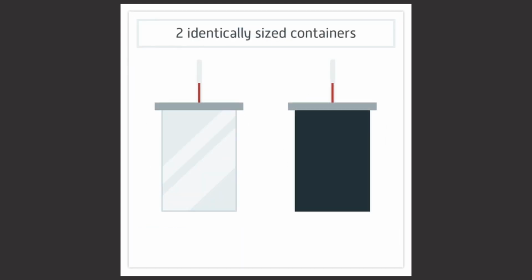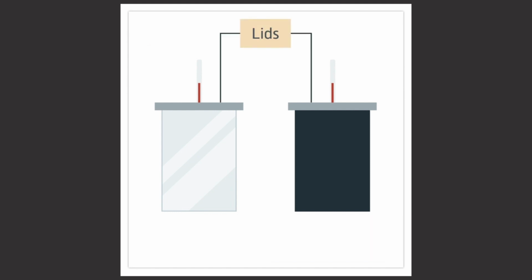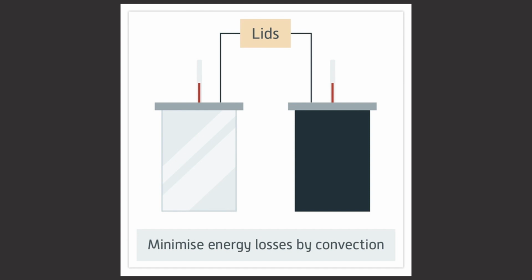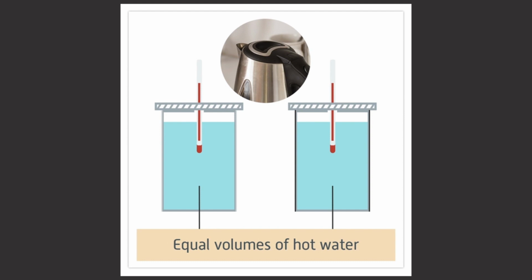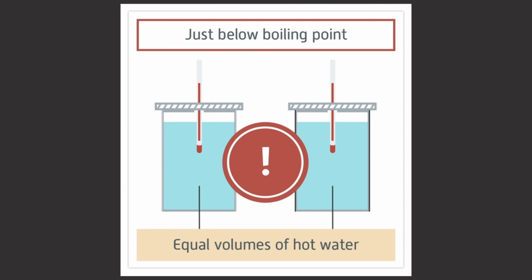You will need two identically sized containers. One container should have a shiny white surface on the outside, and one should have a matte black surface. You also need two lids, so that you can minimize energy losses by convection. Using a kettle, equal volumes of hot water just below boiling point are put into the containers. Be careful with hot water.